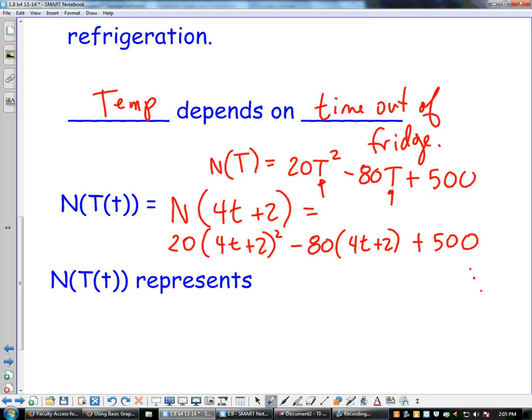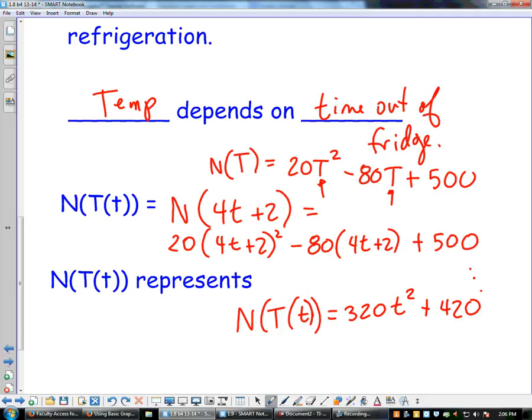All right. They show you in the book on page 88 how to simplify that, and they get it down to 320t squared plus 420. All right. That is your composite function, N of capital T of lowercase t. The 4 lowercase t plus 2 was our inner function. So that's got to go in for the capital T in the outer function.